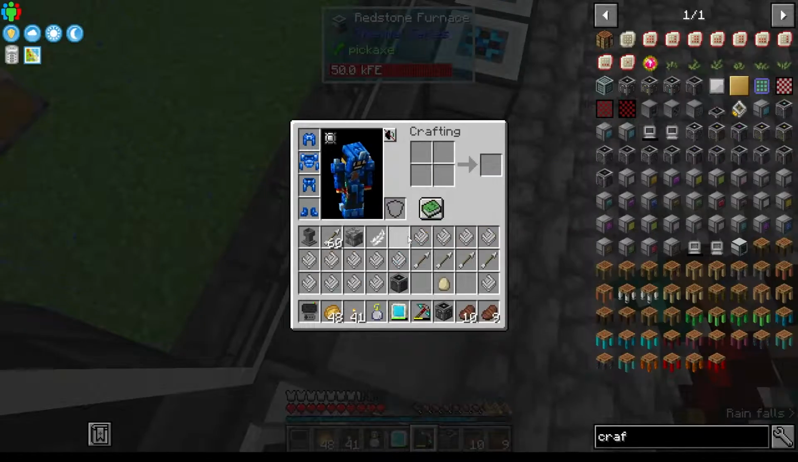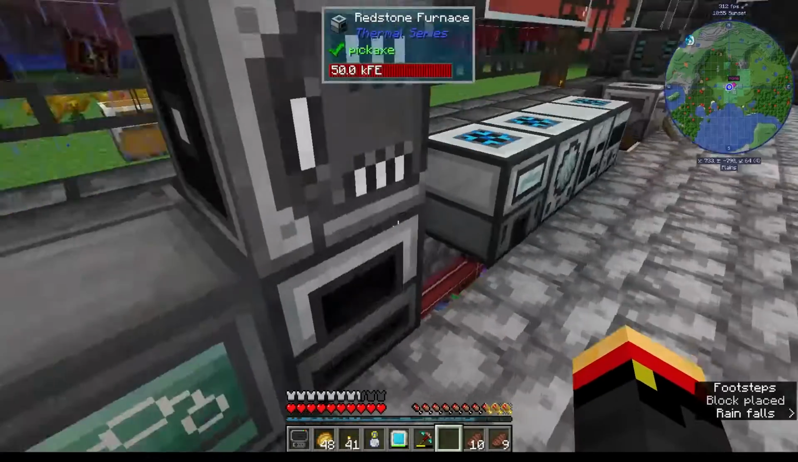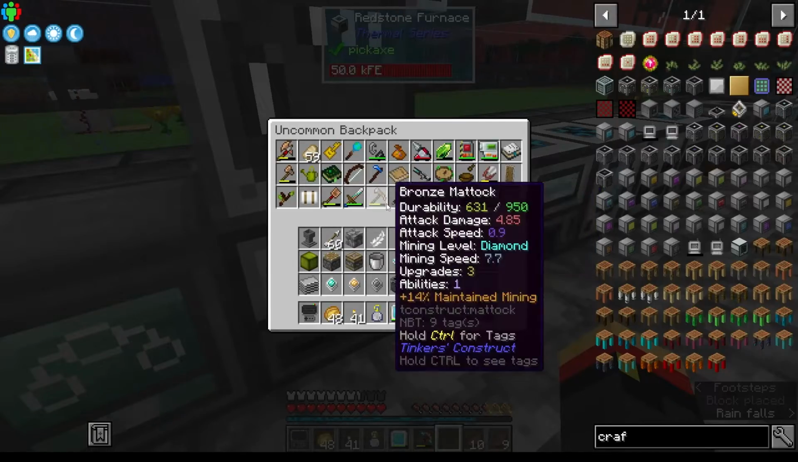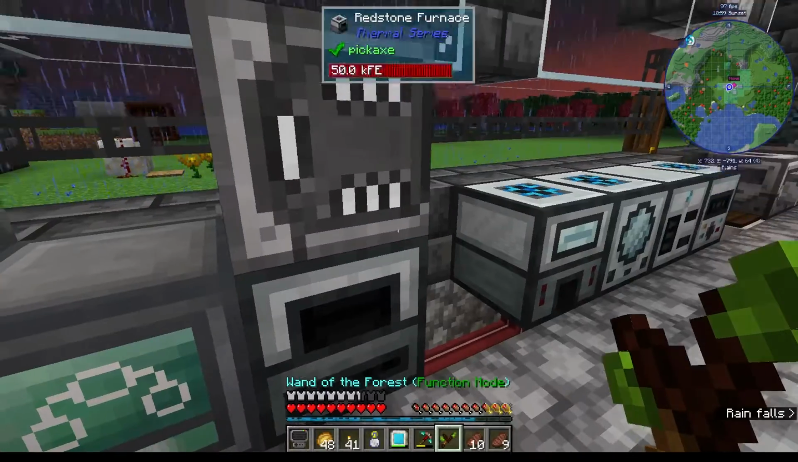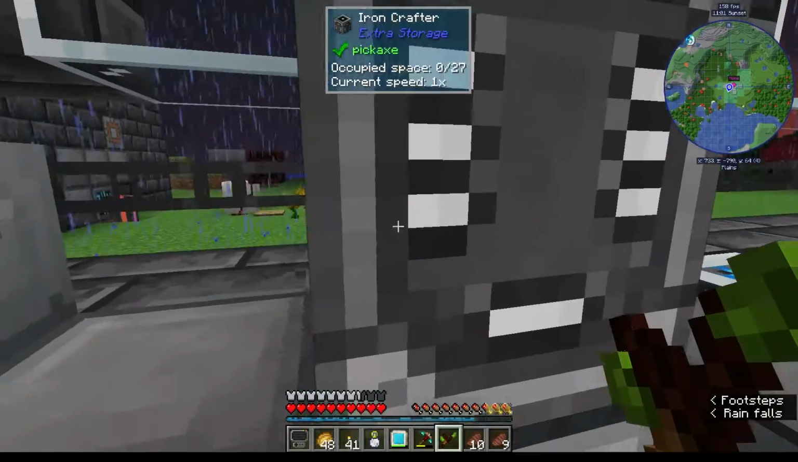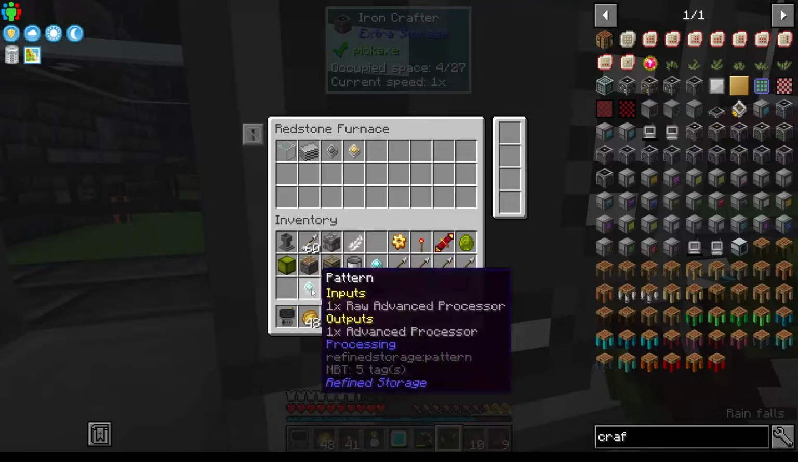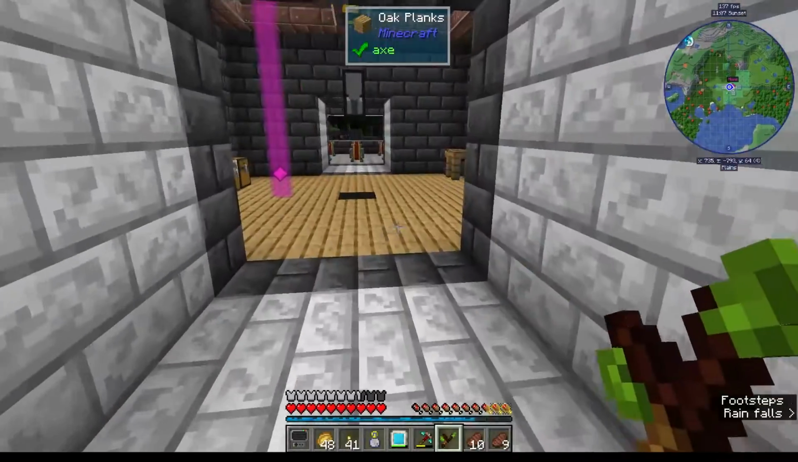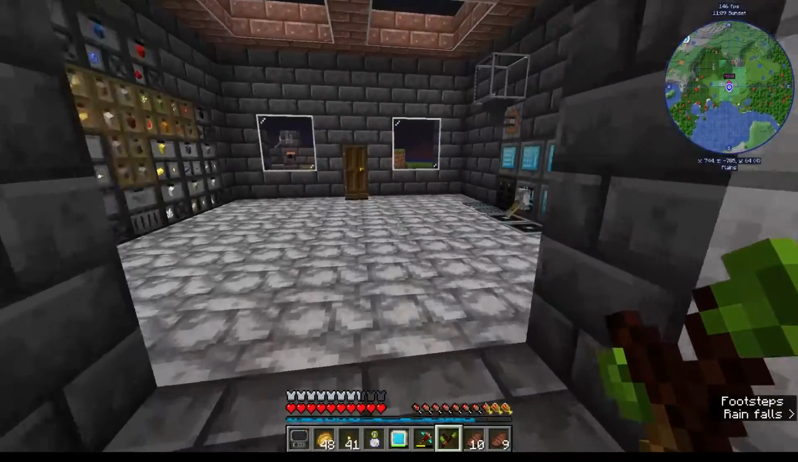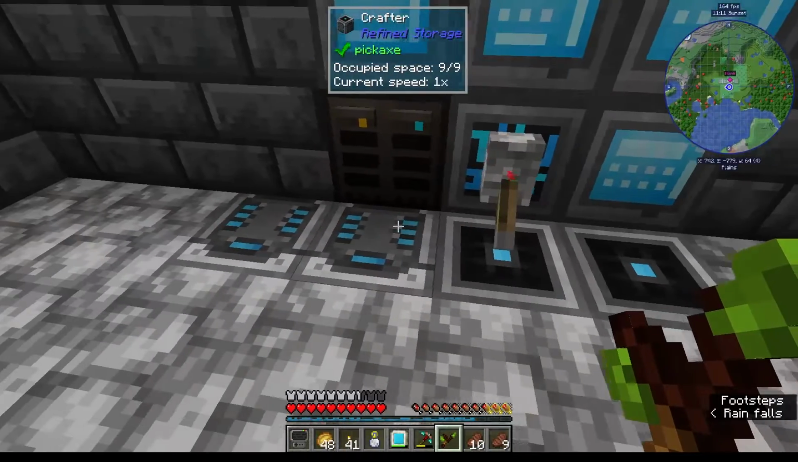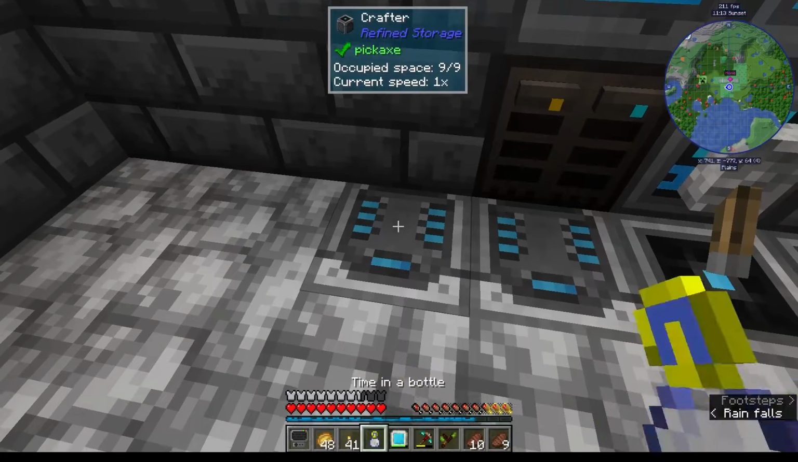And I want to put this iron crafter here instead. And rotate him with the Wand of the Forest. Okay. And we'll put his patterns back. So glass and all of that. Because we'll be using that guy for a lot of stuff for the time being. Alright, and now we've got the third crafter.